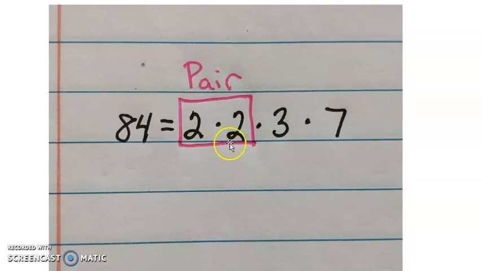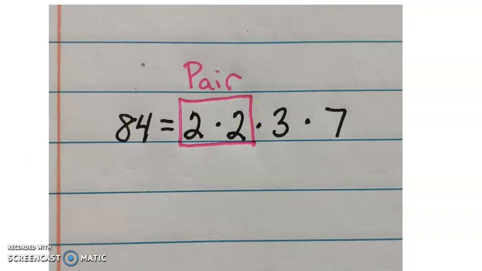So I notice that 2 and 2 make a pair, but the 3 and the 7 do not match, so they can't be a pair. Only numbers that match can be a pair. Now, the important thing is that in this pair, we're only going to keep one of these 2's, and the other one is just going to completely disappear.